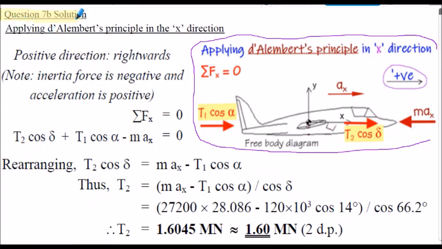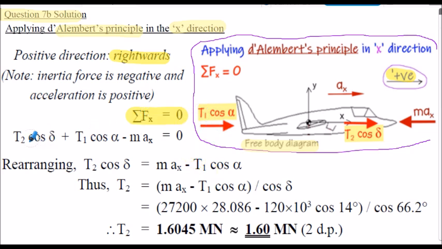Question 7b solution continued. We're applying D'Alembert's principle here, of course. We're going to apply it in the x direction. So again, here's our free body diagram of our aircraft. Considering the horizontal components of T1 and T2 here, we're considering all the forces, thrusts, and the accelerations as positive left to right. That's our sign convention. And we're going to summate all the forces in the x direction to equal 0. That's Newton's first law applied here.